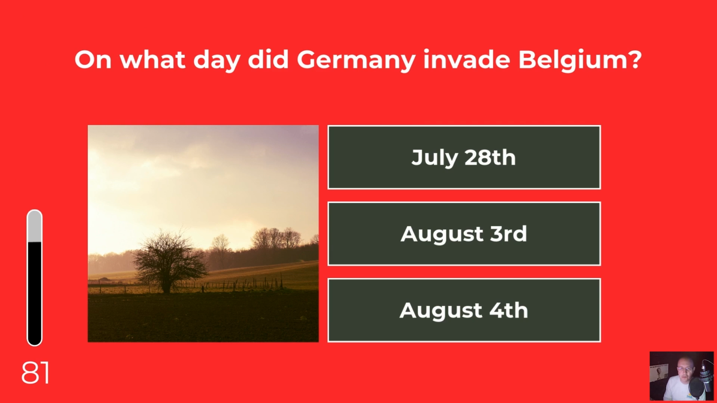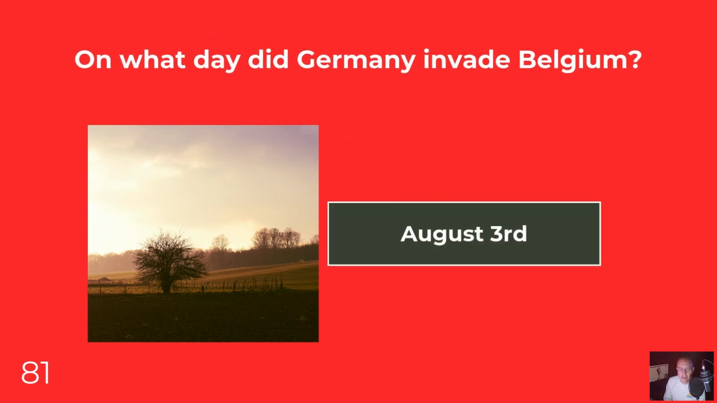On what day did Germany invade Belgium? Was it July 28th, August 3rd, or August 4th? Germany began to invade Belgium on August the 3rd.